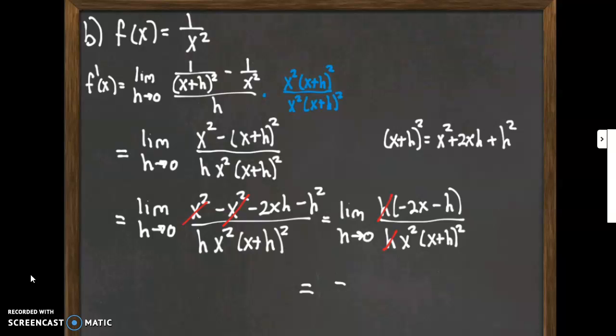Okay, and so when we do that, in the top, we'll just have negative 2x minus 0, so just negative 2x. In the bottom, I'll have an x squared, and then x plus h quantity squared will just be another x squared. So that bottom would simplify to be x to the 4th, and then we do want to reduce the fraction, negative 2x over x to the 4th, reduces down to negative 2x over x to the third. So it turns out the derivative of 1 over x squared is actually negative 2 over x to the third.